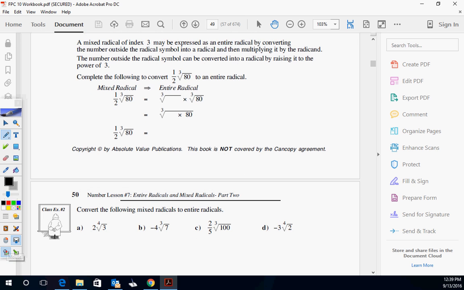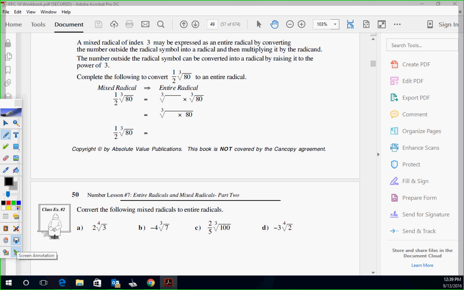Here's a short example they have for you. Convert 1/2 cube root 80 to an entire radical. So what I'm going to do is cube 1/2, which would be 1/8, because 1 cubed, 2 cubed. So if I do that, then I have 1/8 here. And then what is 1/8 of 80? Or what is 80 divided by 8? 10. Awesome. So then you have cube root 10. That's the entire radical we just got down to.